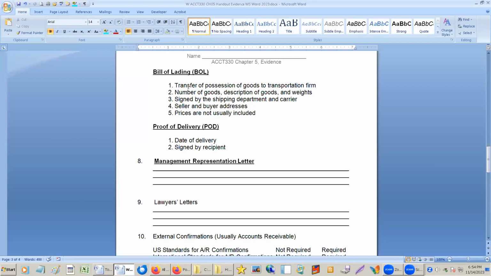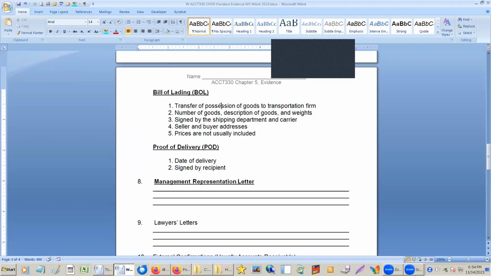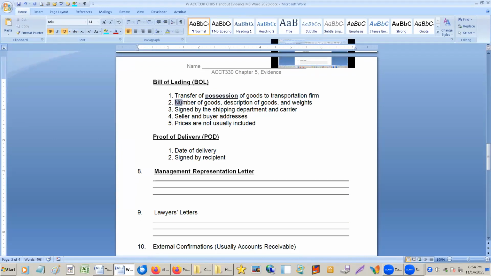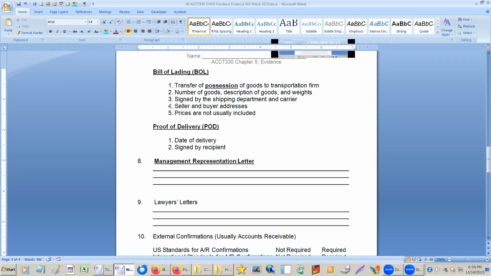So a bill of lading transfers the possession of the goods, but not the title. It does not give the title. It'll have a number of them, descriptions and weights and all that kind of stuff, signed by both groups. Seller and buyer addresses. The prices are usually not on there, but there are two other places you should look for the prices.